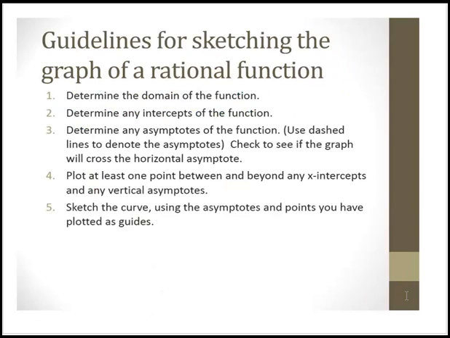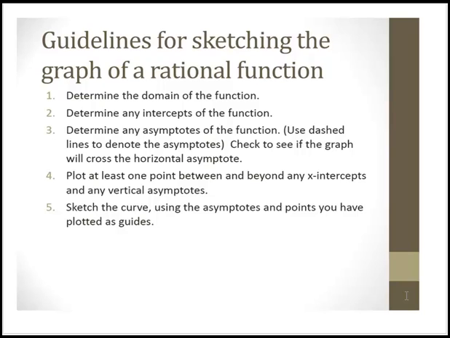Now that we've talked about some of the features of the graph of a rational function, let's get some examples in of sketching these graphs by hand. And here are some guidelines. We want to determine the domain of the function. We've seen how to do that. We want to be able to determine any intercepts. We've talked about how to find intercepts for other functions, and the process is similar for this function. To find the y-intercept, you set x to 0. To find any x-intercepts, you set y to 0 and solve the resulting equation.